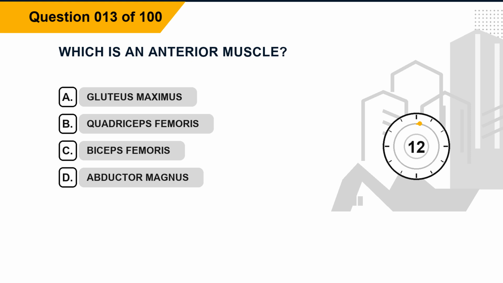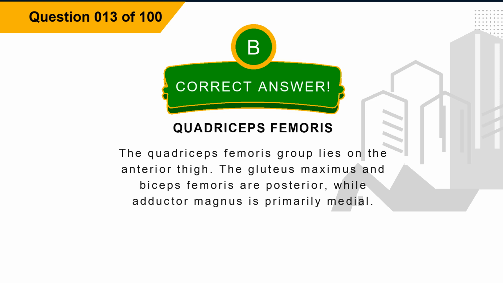Question 13. Which is an anterior muscle? Option A, gluteus maximus. Option B, quadriceps femoris. Option C, biceps femoris. Option D, adductor magnus. The correct answer is option B, quadriceps femoris. Explanation. The quadriceps femoris group lies on the anterior thigh. The gluteus maximus and biceps femoris are posterior, while adductor magnus is primarily medial.